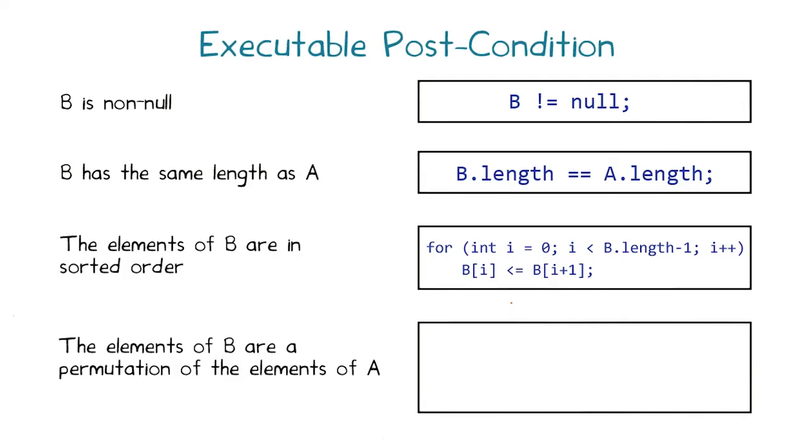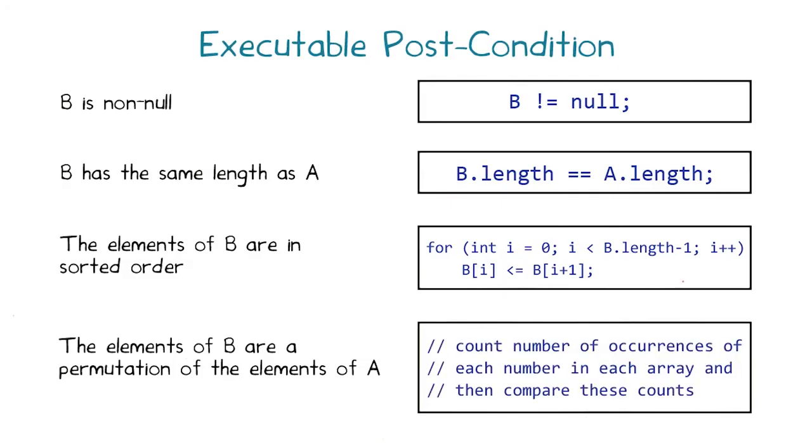The last part of the post condition is the most complex to implement. One strategy might be to count the number of occurrences of each element in each array and then check that these counts are the same for both arrays. We'll leave it as an exercise for you to implement this yourself if you like.